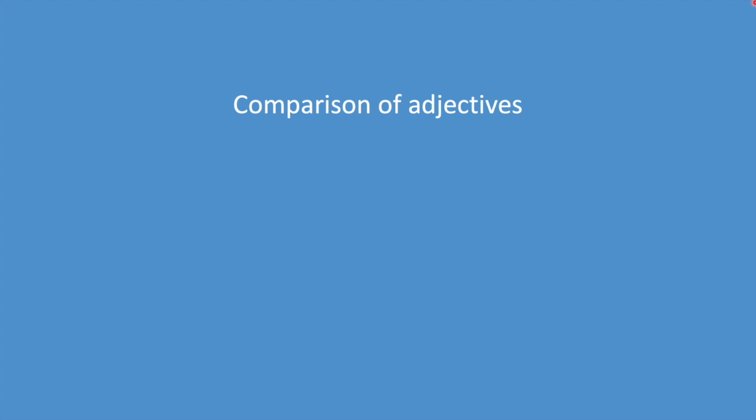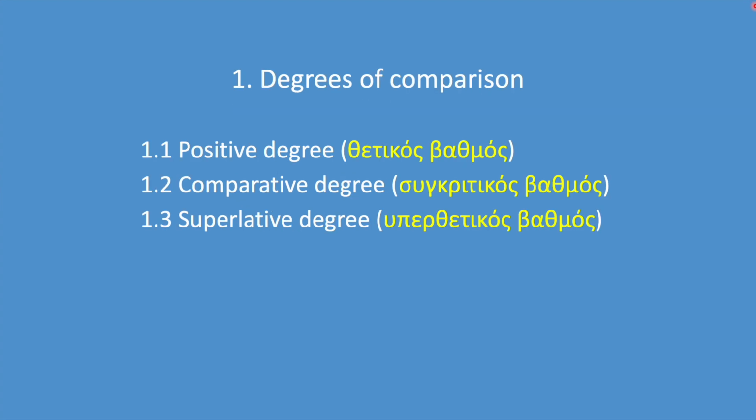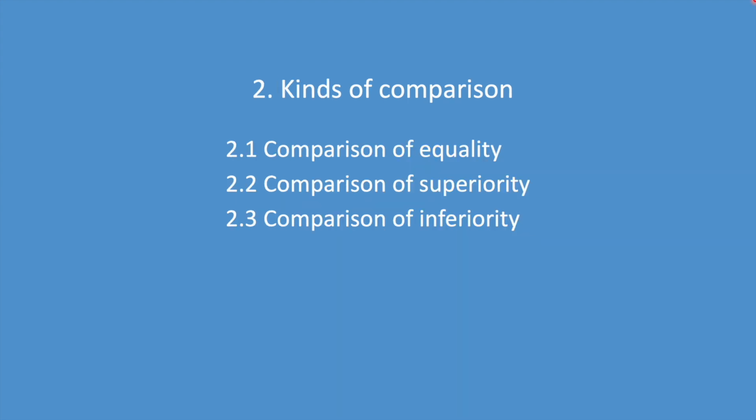When we talk about comparison of adjectives, we refer to number 1, the degrees of comparison, and number 2, the kinds of comparison. There are 3 degrees of comparison in Greek, the same as in English. The positive degree, θετικός βαθμός, the comparative degree, συγκριτικός βαθμός, and the superlative degree, υπερθετικός βαθμός. And there are 3 kinds of comparison in Greek, the same as in English: comparison of equality, comparison of superiority, and comparison of inferiority. Let's start with the degrees of comparison.